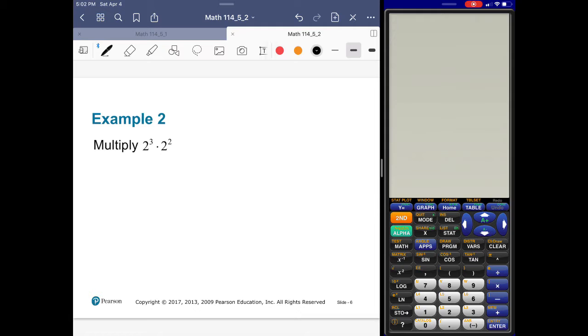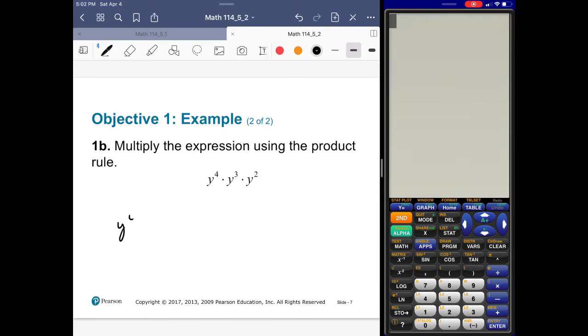This one, which only involves numbers, is a constant, but the same rules apply. We have 2 cubed times 2 squared. That means that the bases are the same, which is a 2, and we have 3 plus 2. That makes this 2 to the 5th. So that's going to give me 2 times 2 is 4, times 2 is 8, times 2 is 16, times 2 is 32.